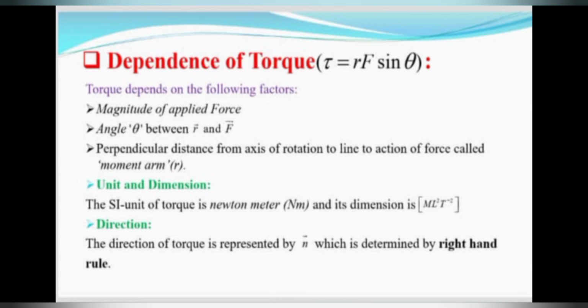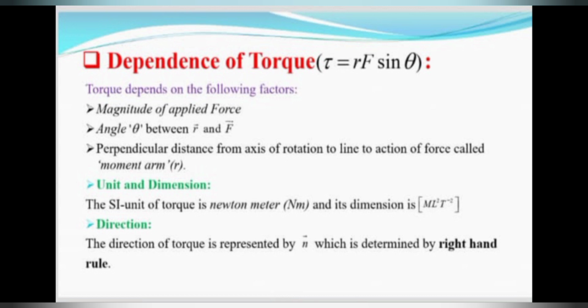The torque depends on the following factors. The first one is the magnitude of the applied force. Next, the angle theta between the r vector and the F vector. The perpendicular distance from the axis of rotation to the line of action of the force is called the moment arm r. So these are the three factors on which torque depends.